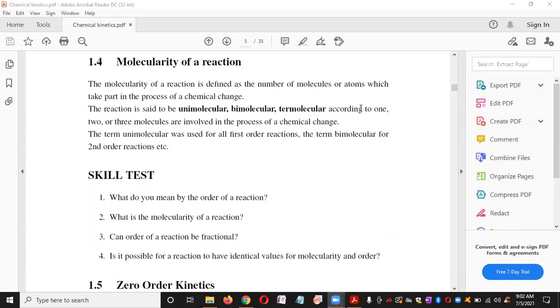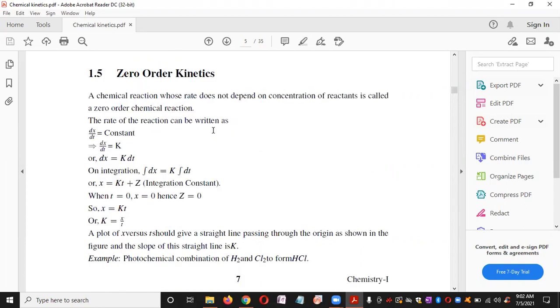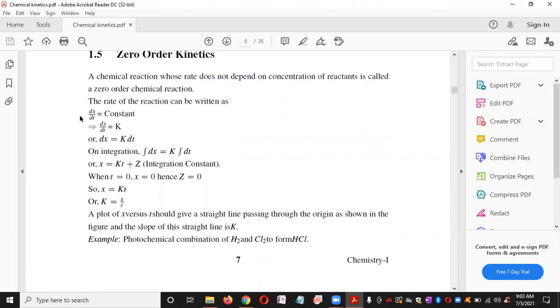It can be fraction, no problem. So unimolecular examples, SN1, SN2, these reactions we have already studied. Okay, next, zero order reaction. From here onwards we are expressing the rate of reaction with respect to the concentration of product. That's why here he used dx by dt.